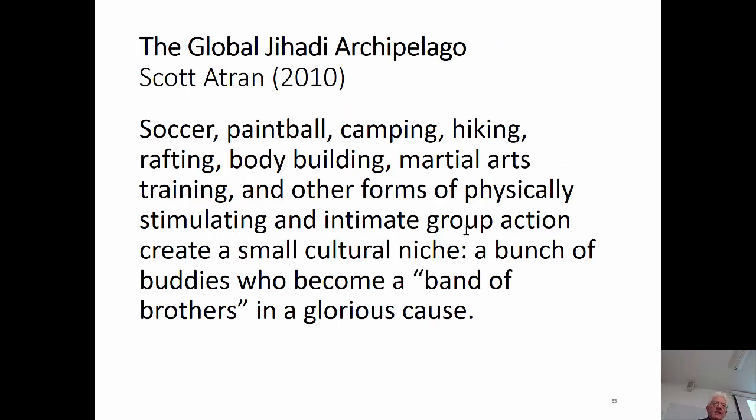All right, so Atran published a paper called The Global Jihadi Archipelago, which I strongly recommend. And he starts with football. A physically stimulating and intimate group action which creates a small cultural niche, a band of brothers. Now, in football, it's not such a glorious cause unless you have a really good team. But here it is a glorious cause. So they see themselves as being like a band of football fans, but with a sublime, global, glorious cause.